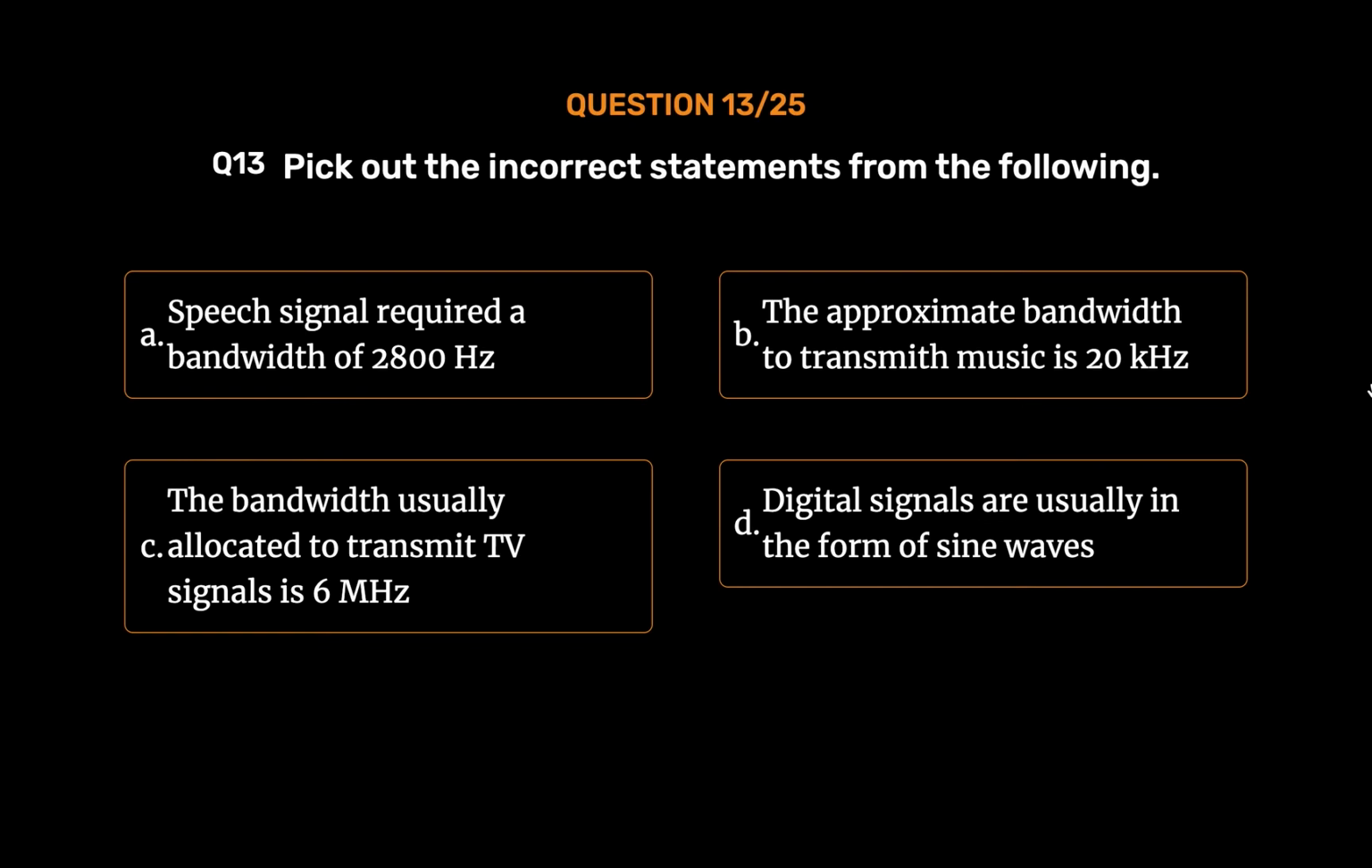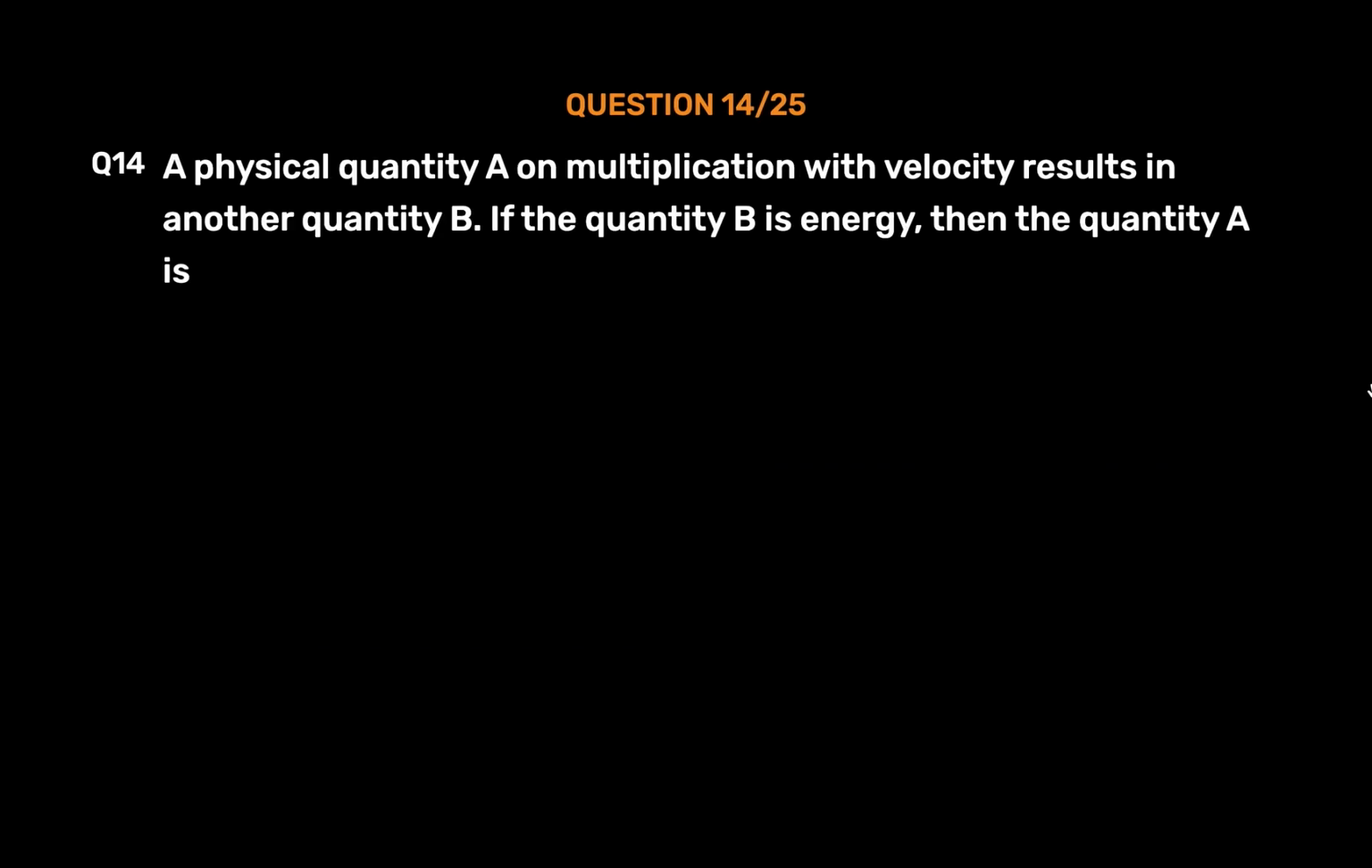The correct answer is option D. Digital signals are usually in the form of sine waves. Question number 14. A physical quantity A on multiplication with velocity results in another quantity B. If the quantity B is energy, then the quantity A is option A.